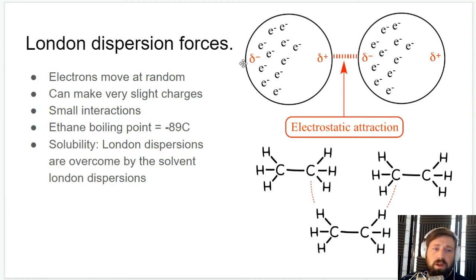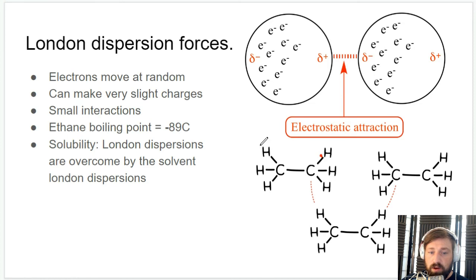So there's one other thing that we're going to need to talk about, and that's London dispersion forces. So even if you have something that isn't polar, that has no electronegative atoms, like in this case we have ethane here. Ethane, 2 carbons with 3 hydrogens on each carbon. There are still going to be some attractions. So remember, electrons move. Electrons move at random. Sometimes they're going to be on this side of the hydrogen. They're going to be over here.